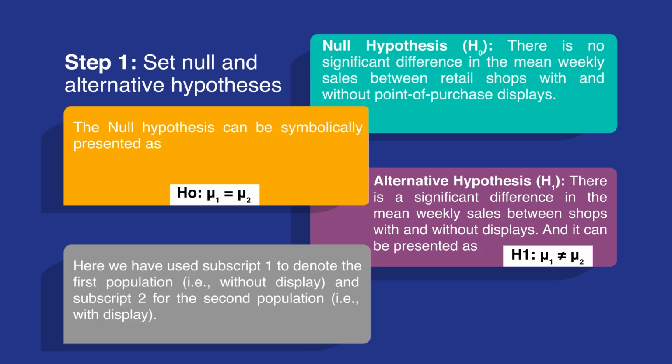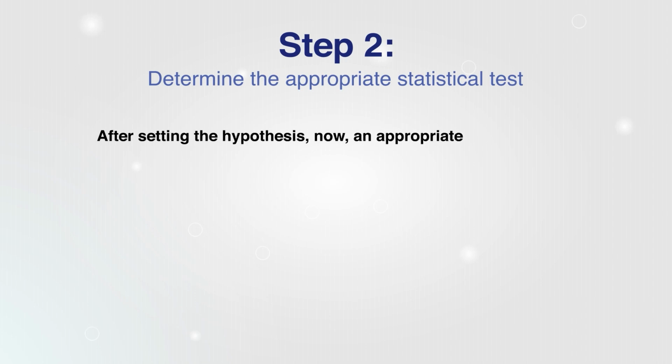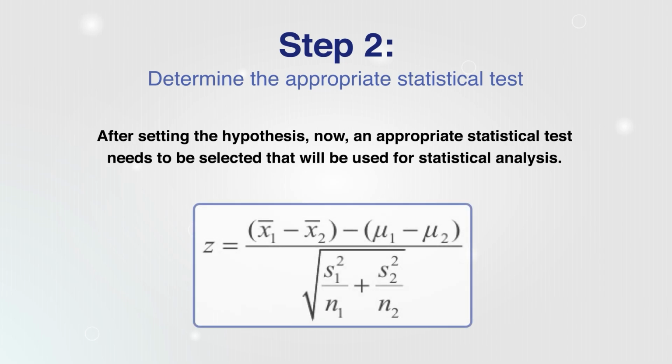It does not specify whether sales are higher or lower with displays. Step 2, we have to determine the appropriate statistical test. So, having set the hypothesis, now we have to select the statistical tools.